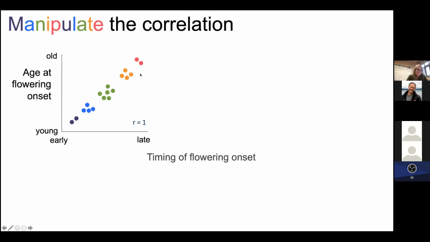So the first type of experimental garden I created maintained that intrinsic natural correlation between timing of flowering onset and age at flowering onset. So the first plants to flower flowered young, last plants to flower flowered old. In another treatment, I reversed the correlation so that the first plants to flower in the season flowered at an old age, and the plants that flowered last in the season were ones that flowered at a young age. So they took the least time to go from germination to first flower production.